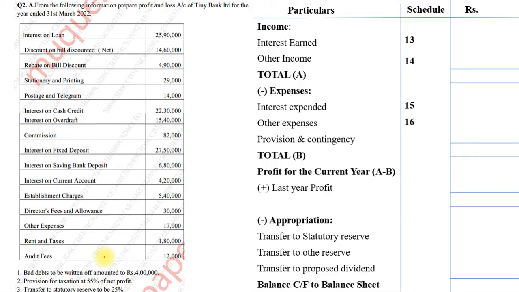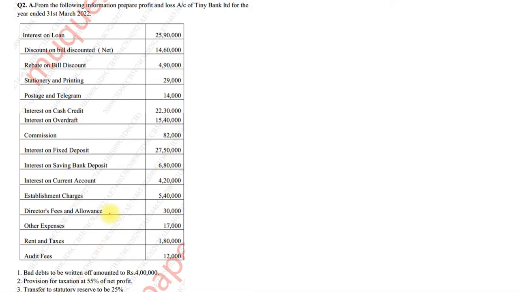First is always interest earned. Now let us see what are the things that can come in interest earned. Based on the question that we have been provided, the very first thing I can see here is interest on loan. From the bank's point of view, interest on loan is my income, number one. After that, I have interest on cash credit. Again, that's an income that I get when I give cash credit like a loan. After that, we have interest on overdraft. That's an income for the bank.